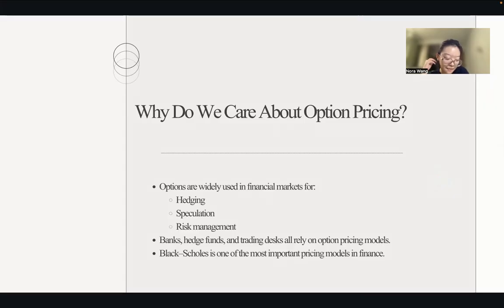Option pricing matters because options are everywhere in the financial market, and they are used for hedging and risk management. Banks, hedge funds, and trading desks rely heavily on accurate pricing models to avoid arbitrage and to manage risk. Black-Scholes remains one of the most influential models because it provides a clean mathematical benchmark for value.